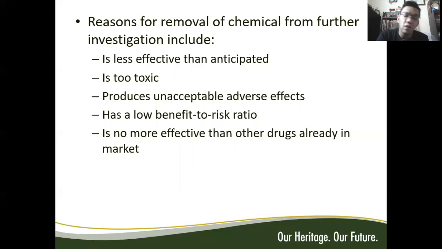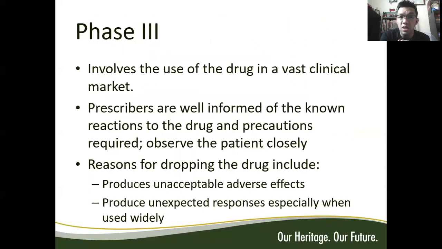But if the scientists found out that it is less effective than the other drugs that are already in the market, they are going to pull it out. Now we proceed to phase 3 of drug development. Now this involves the use of the drug in a vast clinical market.